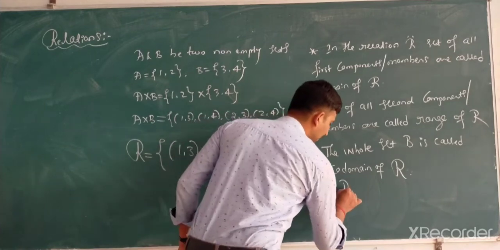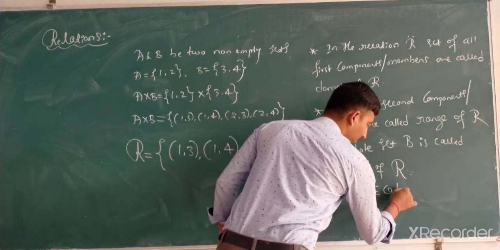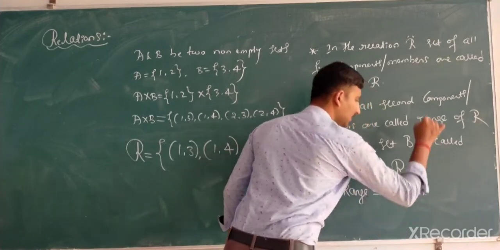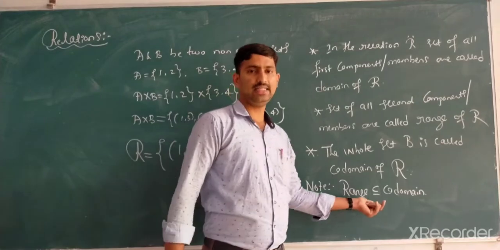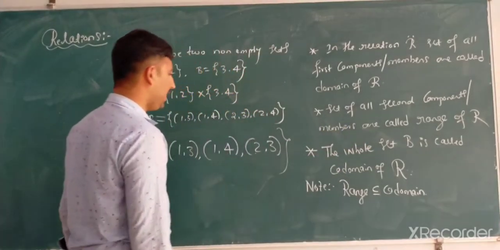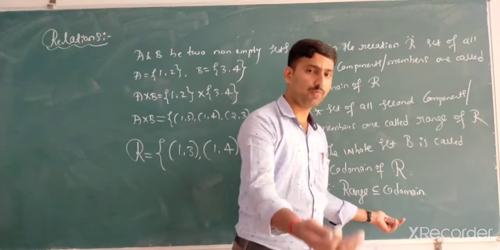Some notes I will write here. Sometimes range is a subset of codomain. Sometimes what happens? Range is a subset of codomain, and sometimes range is equal to codomain.